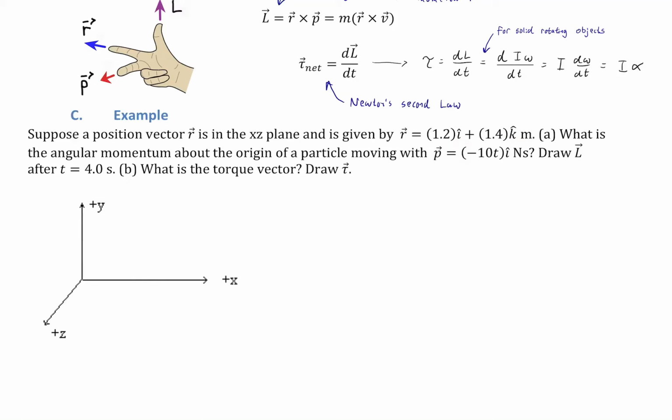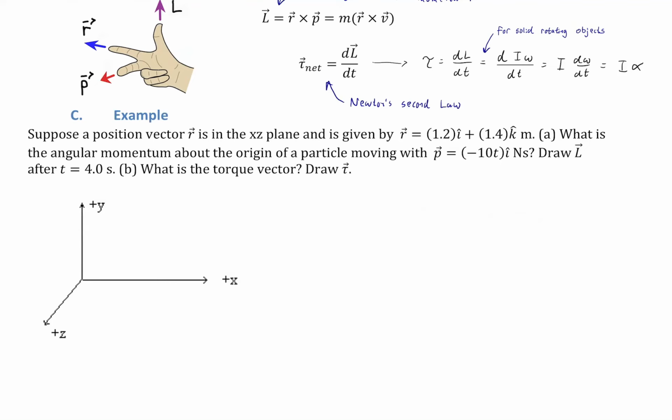In part A, what is the angular momentum about the origin of a particle moving with translational momentum negative 10t i hat? The units of translational momentum are newton seconds, as compared to the units of angular momentum, which are joule seconds. Essentially, we have a position vector and the particle's in motion at that moment in time, and this is its bearing, the direction of its velocity vector at that moment. After all, P just equals mv as vectors. In other words, translational momentum is always parallel to translational velocity.